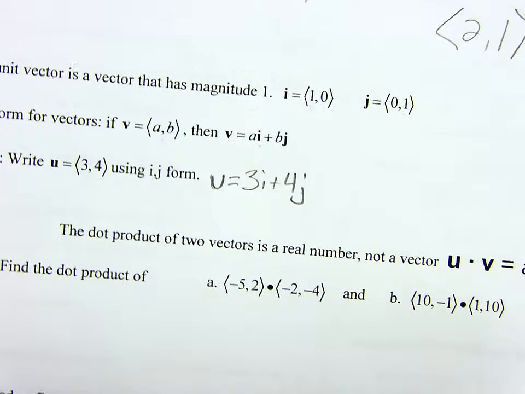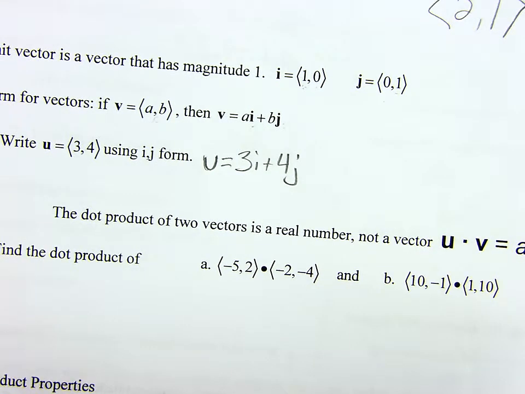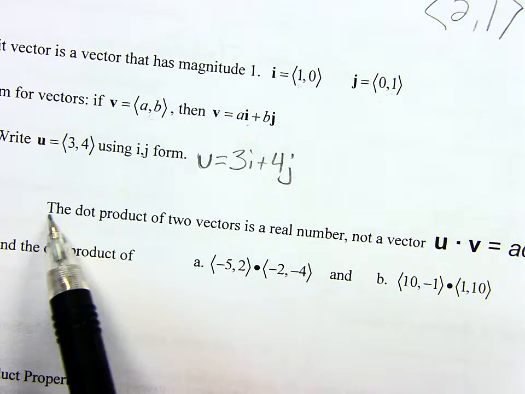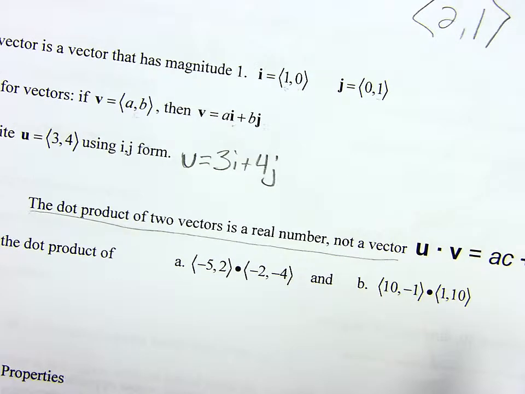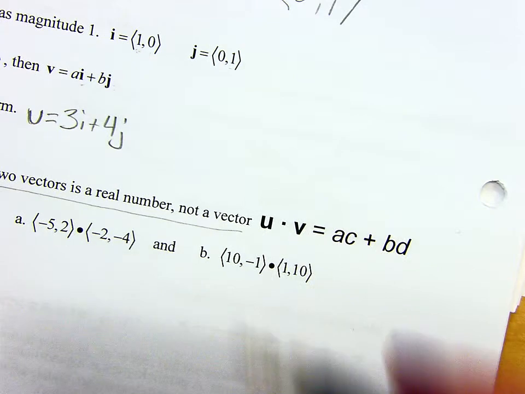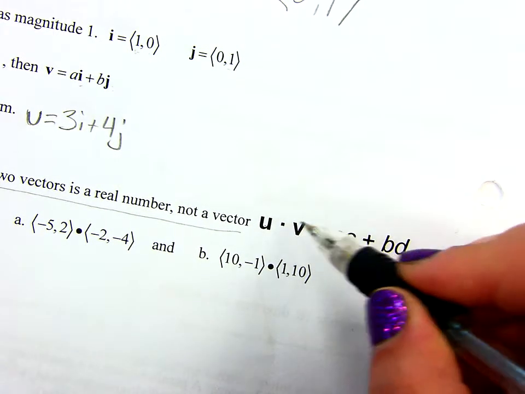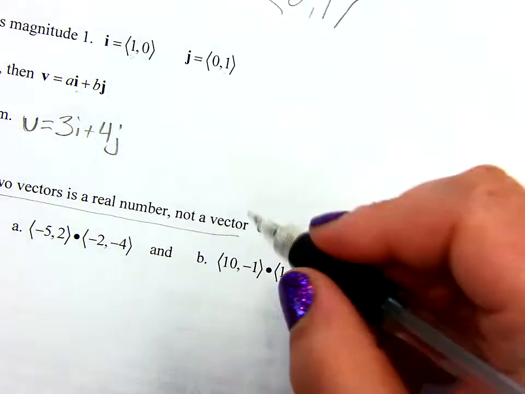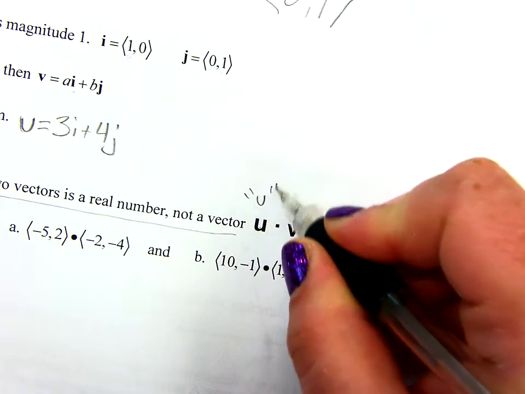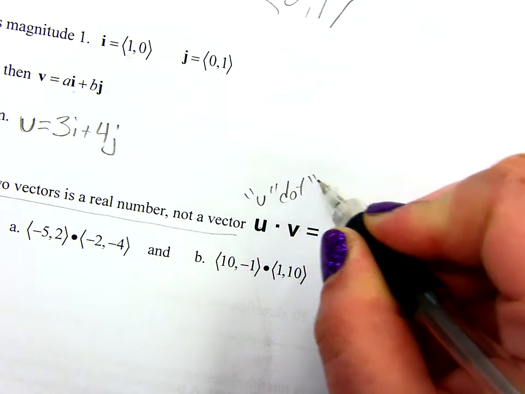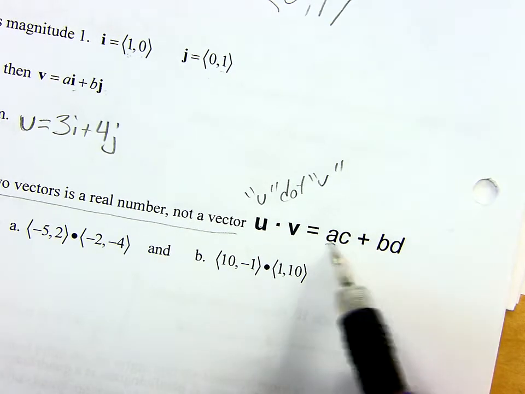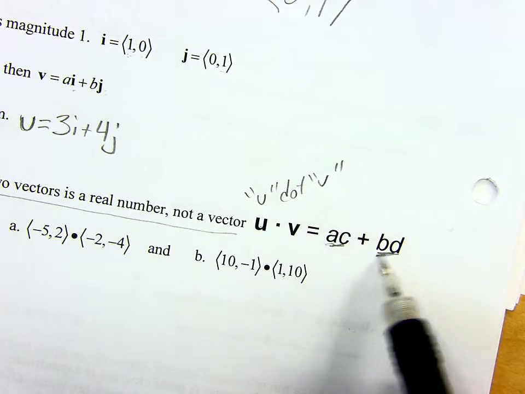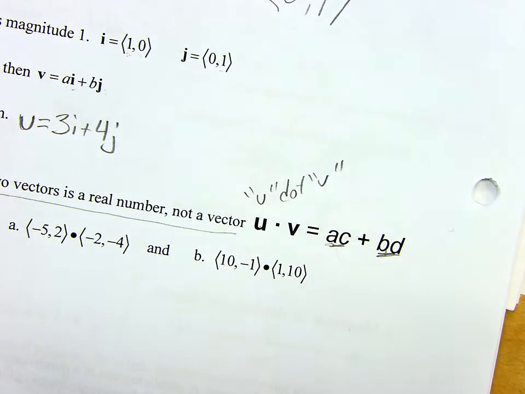Okay, now we're gonna talk about something called the dot product. What in the heck is the dot product? Well, there's a dot in it. So the dot product of two vectors is a real number, not a vector. If I take u dot v, that's actually how we say it out loud. All you have to do is multiply the first numbers together and multiply the second numbers together and then add those answers. So you get a single number when you do it all out.